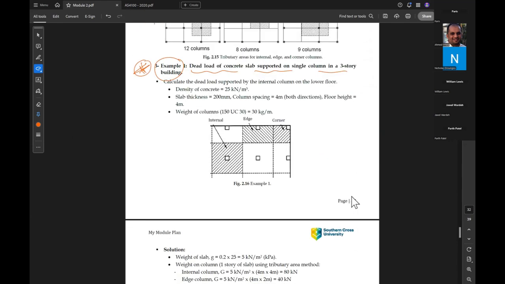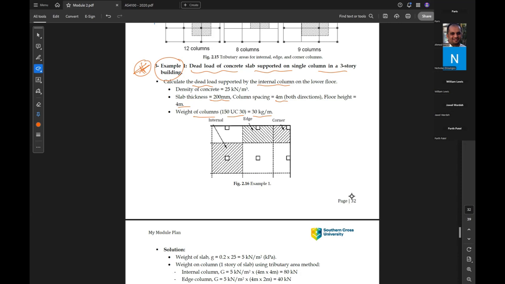Okay, so if we have the density, we need to calculate the dead load supported by the internal column on the lower floor. So similar to what we have done, we have a slab thickness of 200 millimeter, column spacing in both direction 4, floor height is 4 meter. The weight of the column is 30 kilogram per meter.